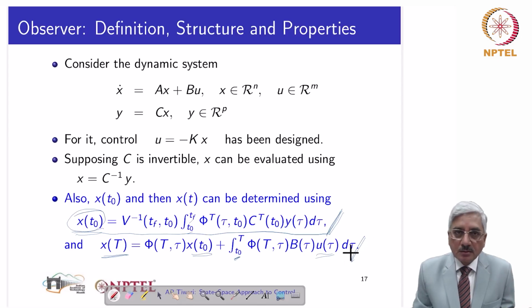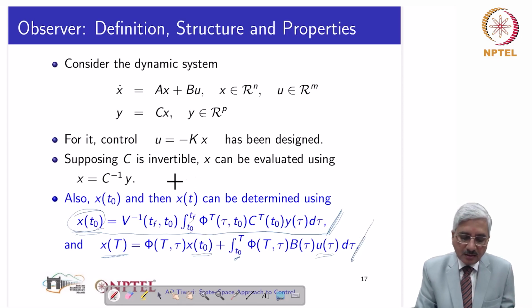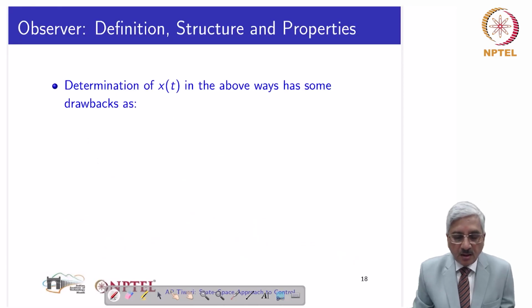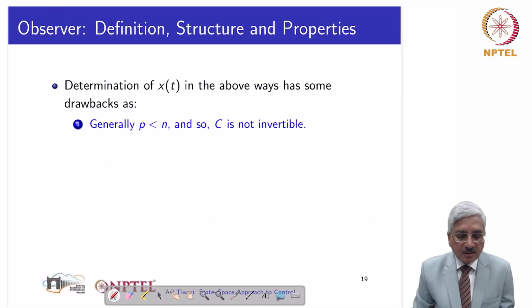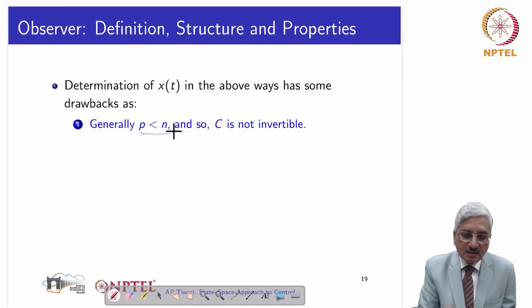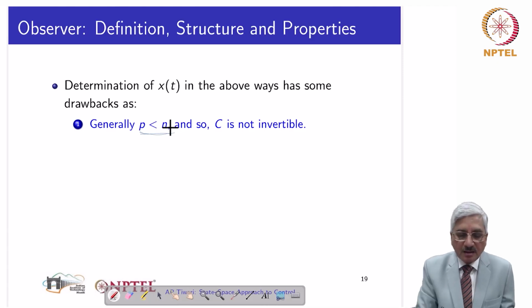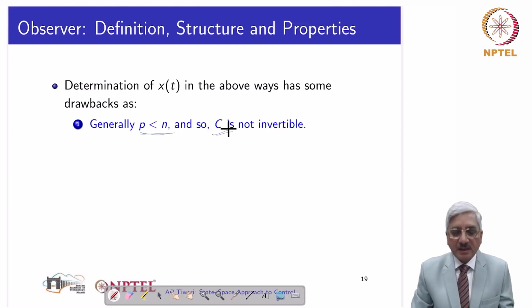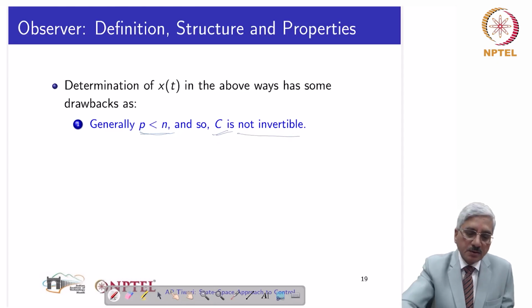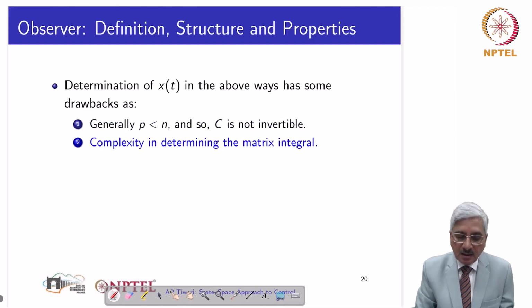Now there are some problems with this, and this we have talked about. Let us talk about this also. So in these ways there are difficulties. As we have said, the number of outputs is in most situations less than the system order, and C is very rarely invertible. We can safely assume that C is generally not invertible. And in the other method, this matrix integral has to be determined, which is a complex task.